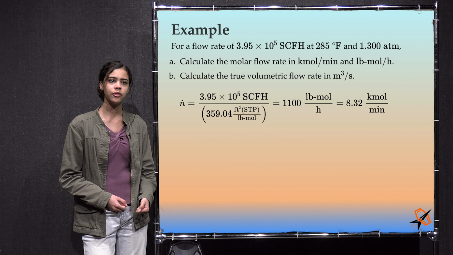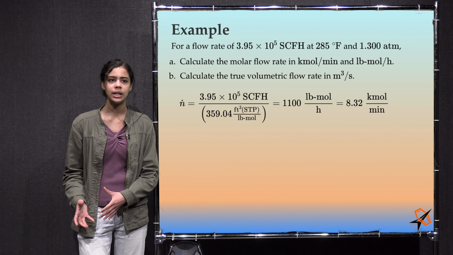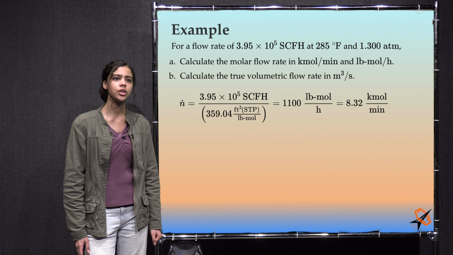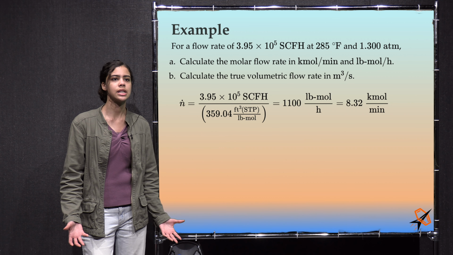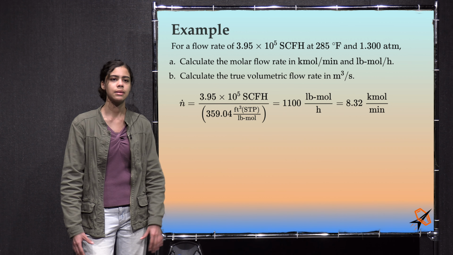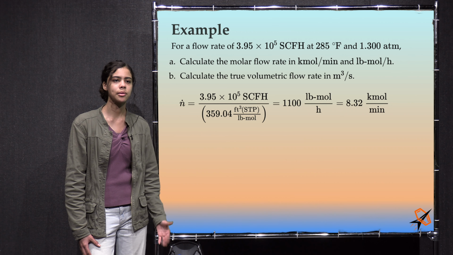Divide the standard cubic feet per hour rate by the standard cubic feet in a pound mole to get 1,100 pound moles per hour. The conversion from pound moles to kilomoles is the same as from pounds mass to kilograms, and you should be able to convert from hours to minutes, getting 8.32 kilomoles per minute.